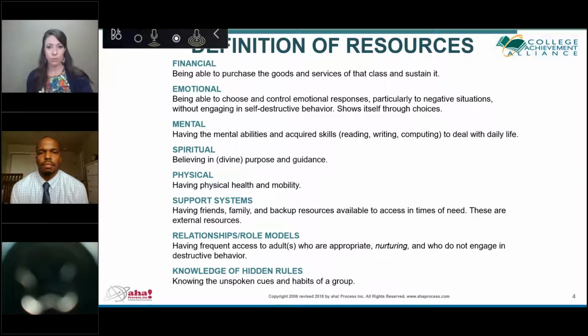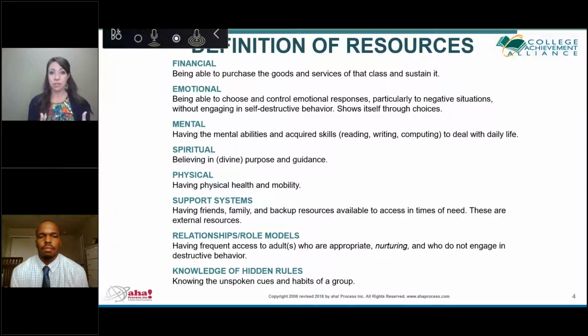So as we briefly go through these resources, I want you to think about which ones can you impact? Which ones do you have the ability to impact with maybe just a little bit of time and a little bit of effort, but not a lot of money involved?